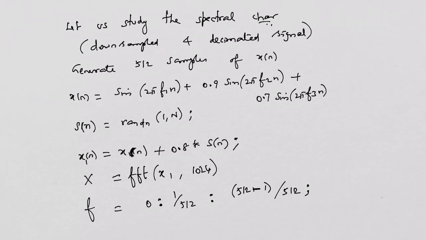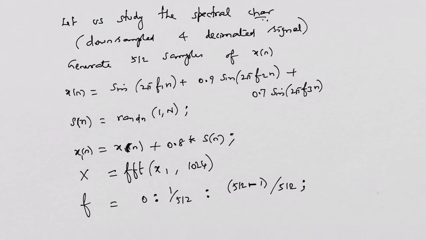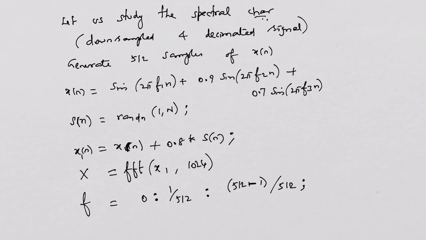I hope you have started listening to this spectral characteristics of a downsampled signal and decimated signal, for which we need x of n. We shall generate 512 samples of x of n, let me call this x1 of n, where there are three components present. It is composed of sine of 2 pi f1n plus 0.9 times sine of 2 pi f2n plus 0.7 times sine of 2 pi f3n. There are three frequencies now.